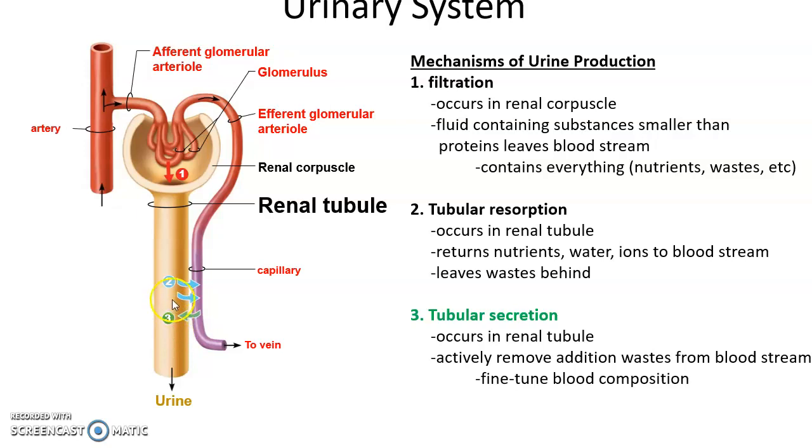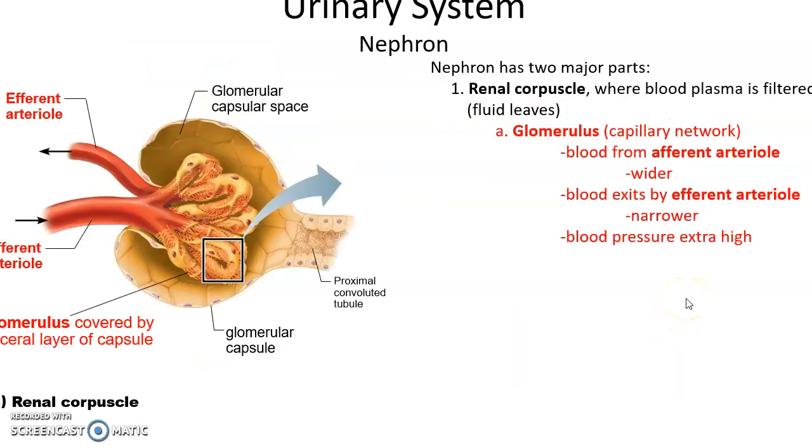And then the third process that occurs later on in the renal tubule is called tubular secretion. Tubular secretion is when some materials within the bloodstream move from the bloodstream back into the nephron. The purpose of tubular secretion is to help fine-tune the composition of the blood so it is at the ideal pH and ion levels. And then the fluid that leaves the nephron is officially urine.